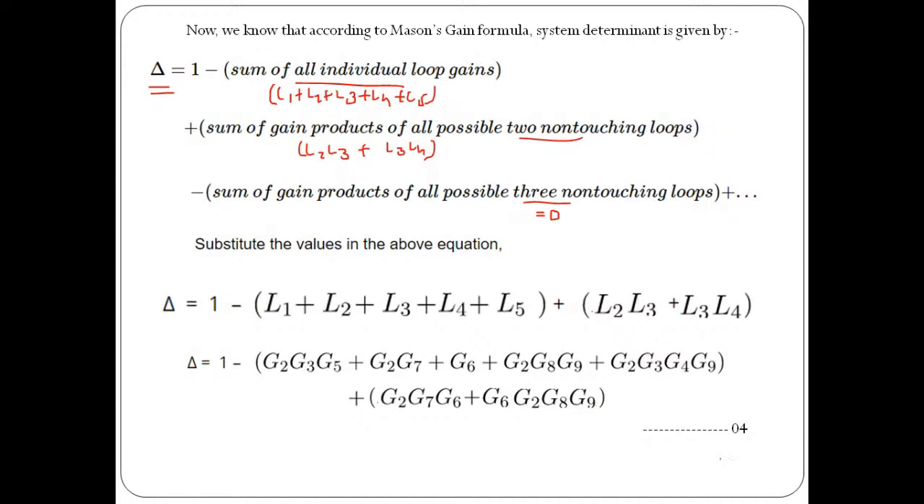So equation number 4 indicates the expression for system determinant. That is very important, so I want everyone to please note down this equation. Equation number 4 indicates the expression for system determinant for this particular case.